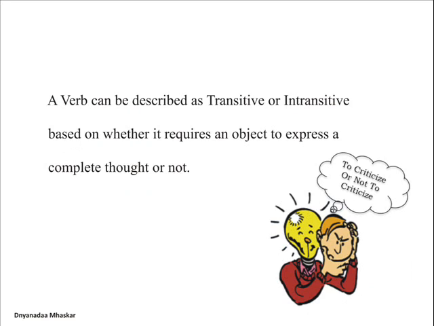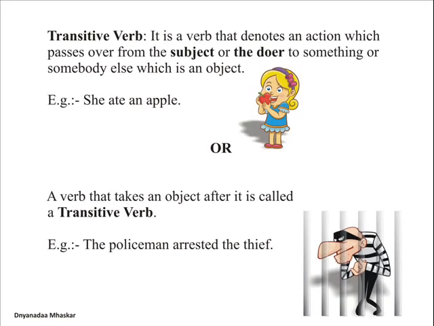A verb can be described as transitive or intransitive based on whether it requires an object to express a complete thought or not. You will understand this when we proceed ahead with the chapter. What is a transitive verb? A transitive verb is a verb that denotes an action which passes over from the subject or the doer to something or somebody else, which is an object.